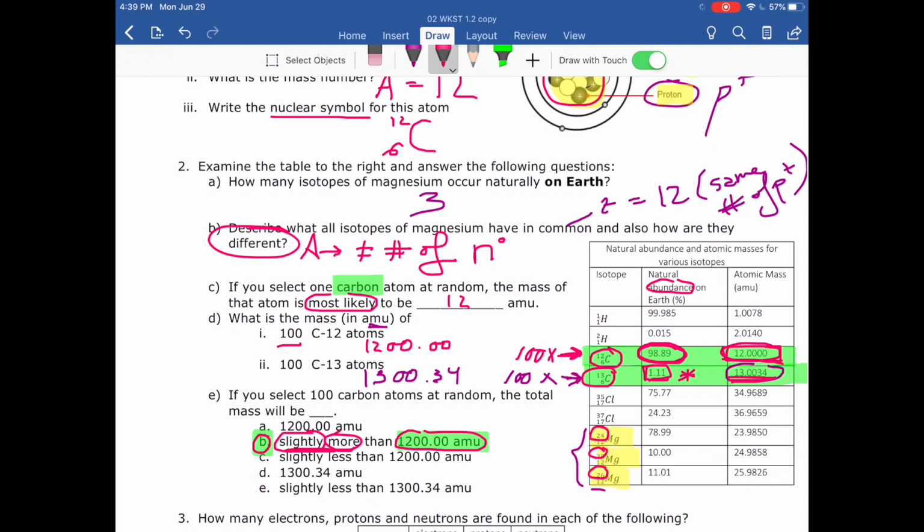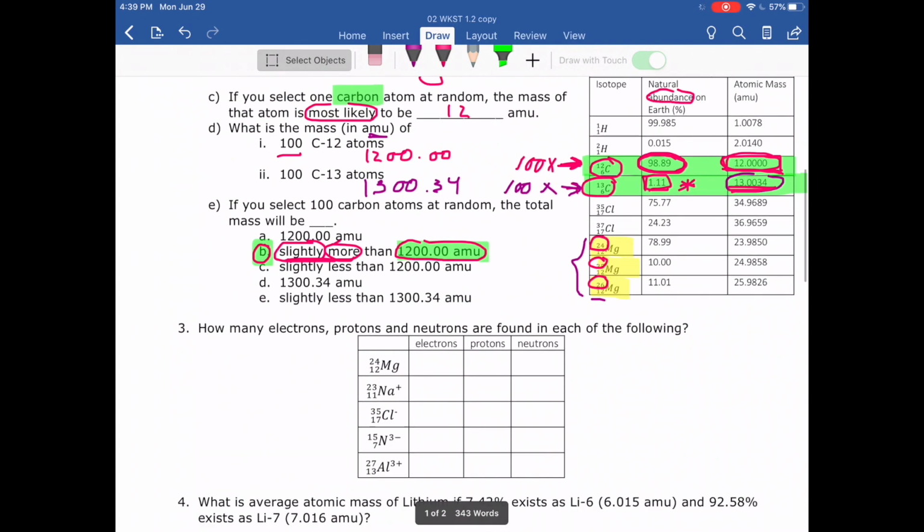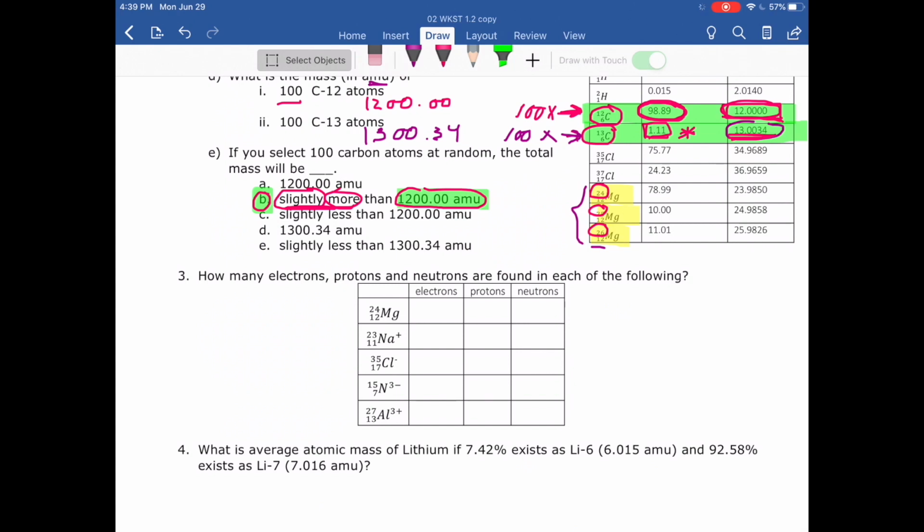So next problem. They give you the nuclear symbol of these atoms, or in this case some of them are ions, and you just need to find out how many electrons, protons, and neutrons they have.